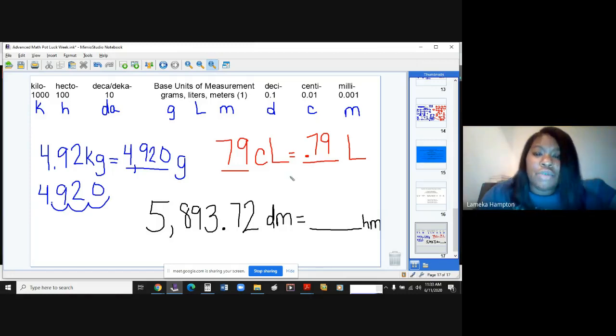So first, I am going to look on my chart here. Decimeter. Okay, so I'm going from D to H. So that means I'm going to go over 1, 2, 3 places to my right. So because I'm moving 3 places to the right, that means I'm going to move my decimal the same amount. So when I do this, 1, 2, 3.